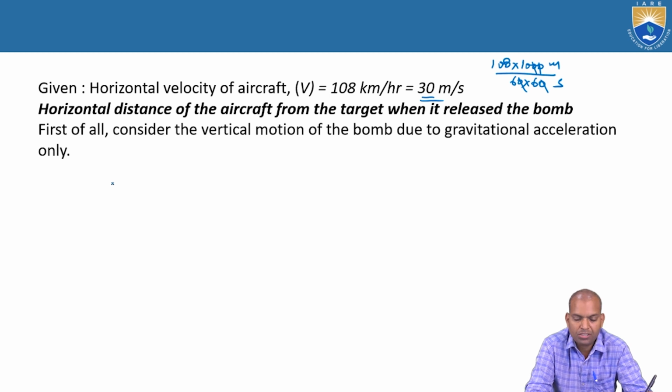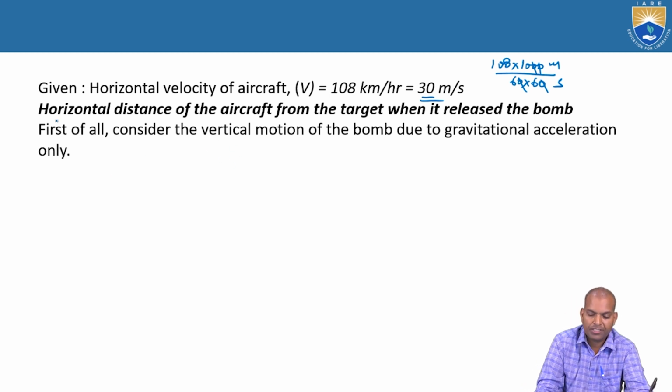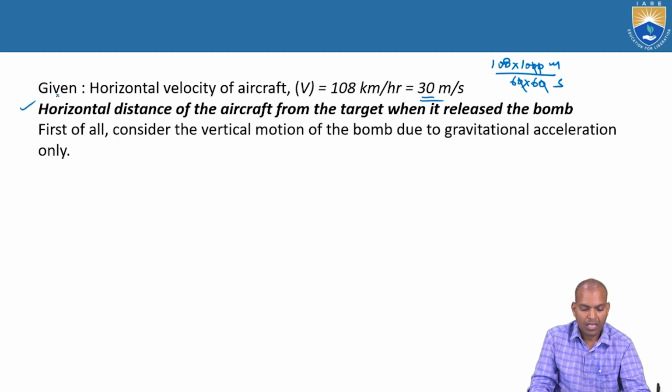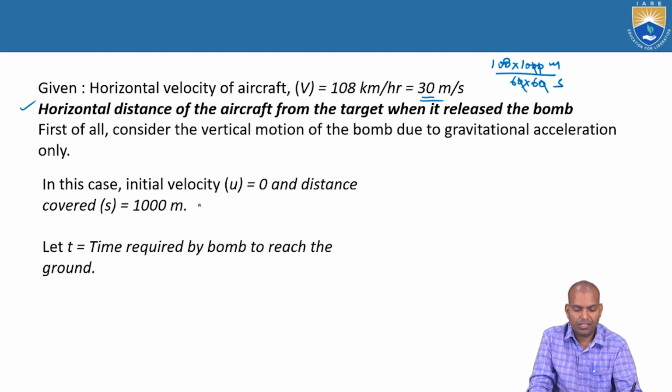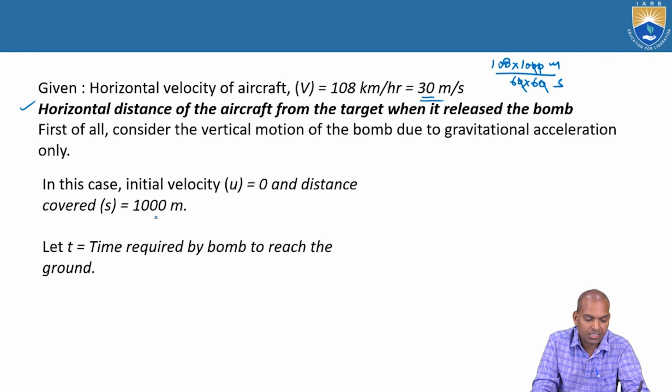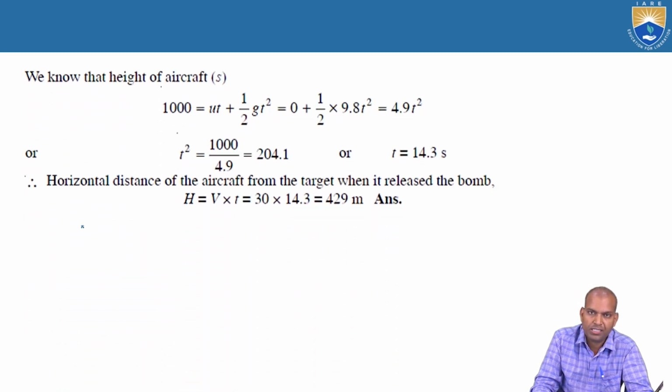Now we have to find the horizontal distance of the aircraft from the target when it released the bomb. First of all, we have to consider the vertical motion of the bomb due to acceleration due to gravity only. In this case, the initial velocity u equals 0, and the distance covered is 1000 meters. Now, what is the time t required by the bomb to reach the ground?